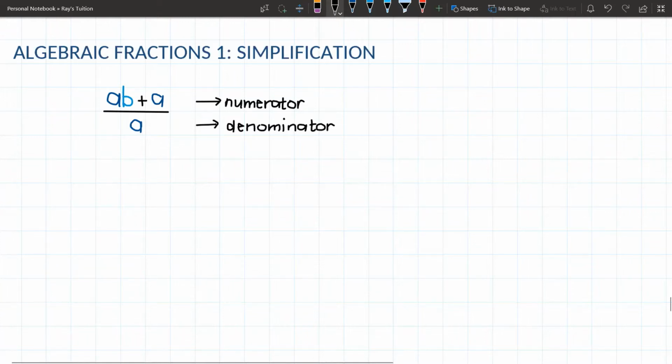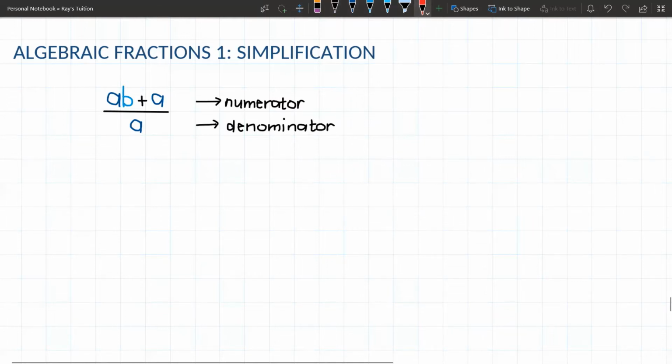So an algebraic fraction is just a fraction, which means it has a numerator and a denominator. Just in this case the numerator and denominator are algebraic expressions. Now, to simplify an algebraic fraction, what you will need to do is use some of the techniques that we have learned in previous videos of algebra. That's specifically factorization.